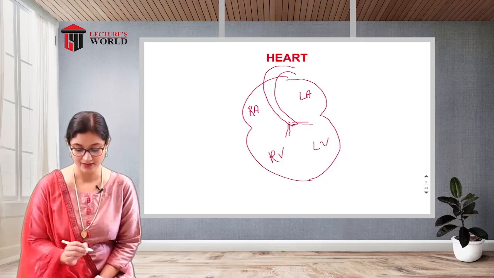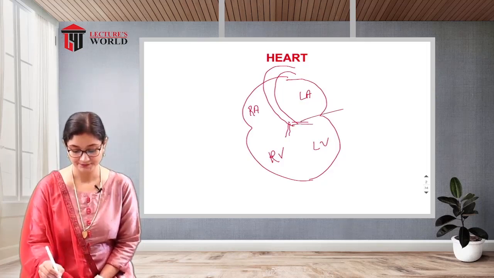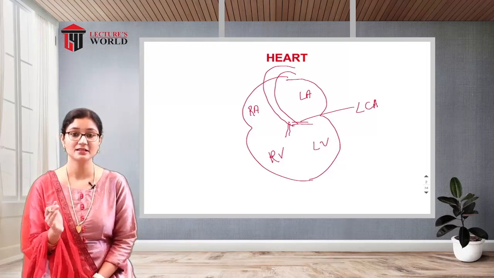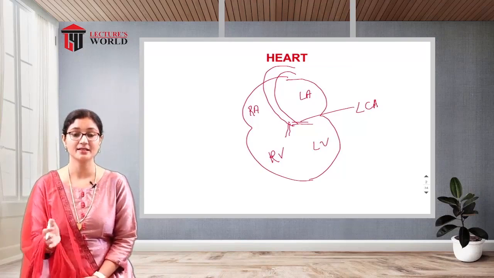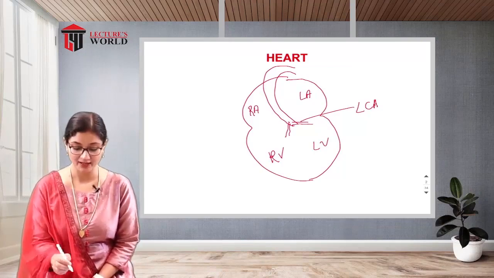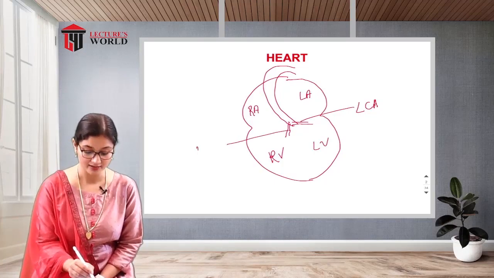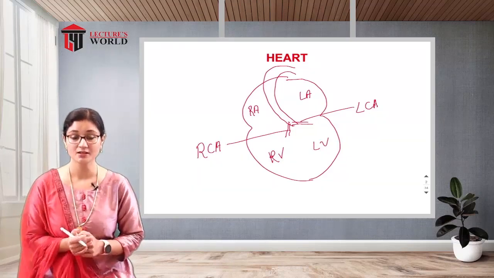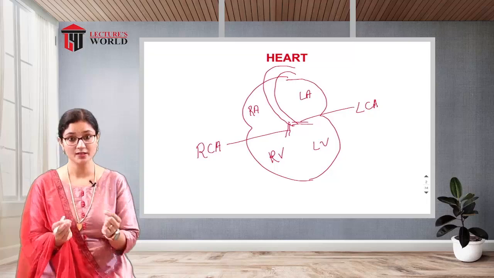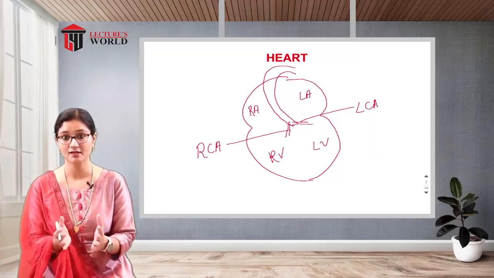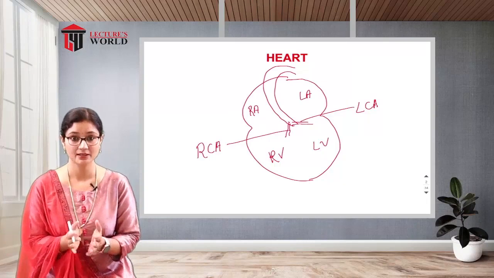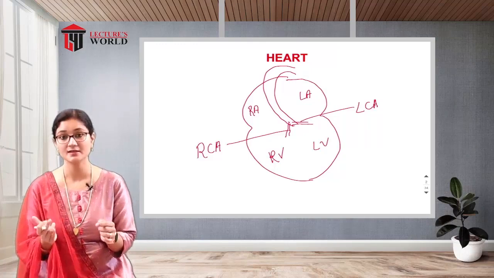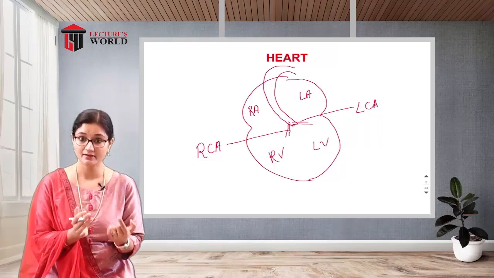Bear with my diagrams. This is called the left coronary artery, which we call LCA, and this is called RCA, that is the right coronary artery. So from the aorta there are two branches arising, and these two arteries are going to supply blood to the myocardium. One is RCA and the next one is LCA, right coronary artery and left coronary artery.